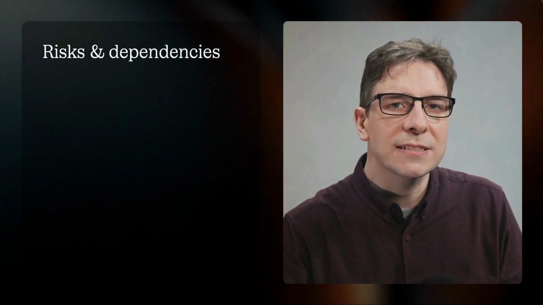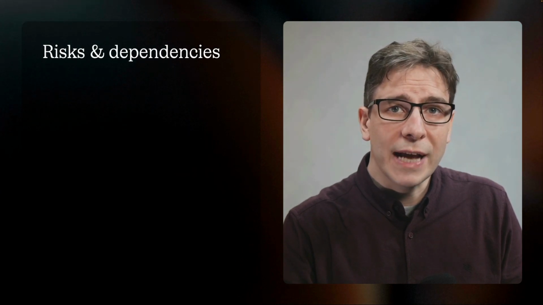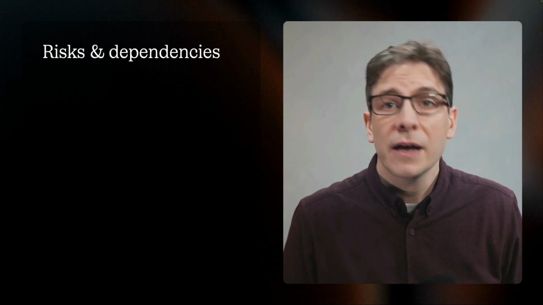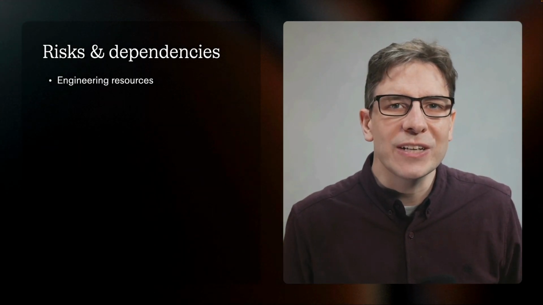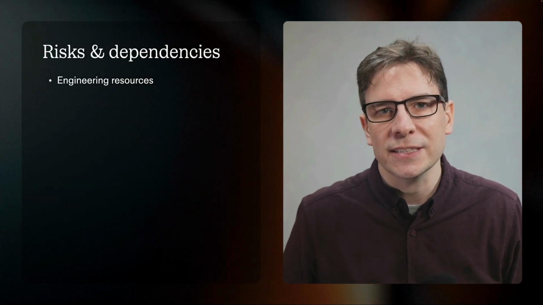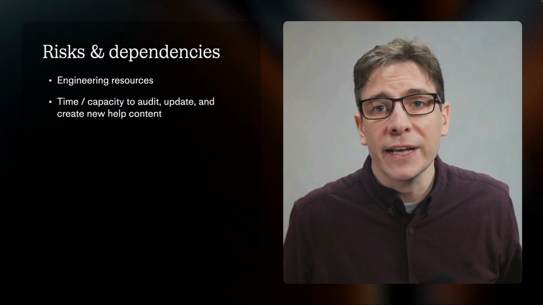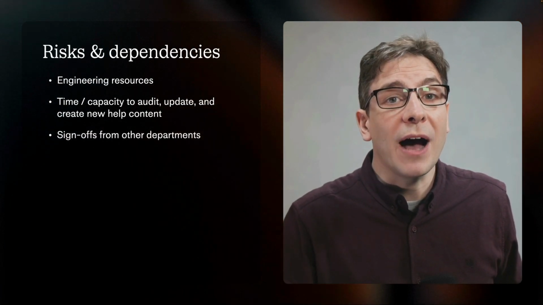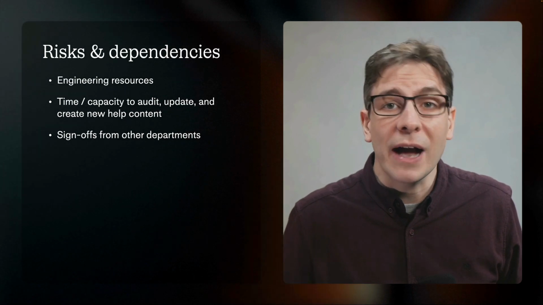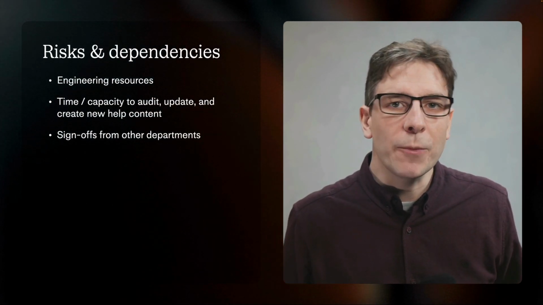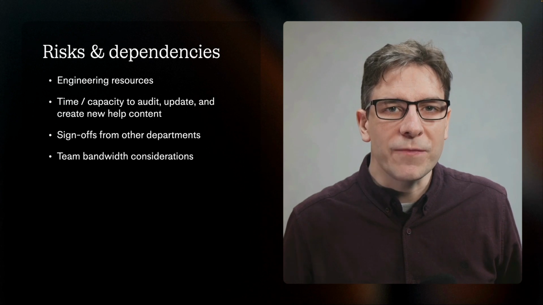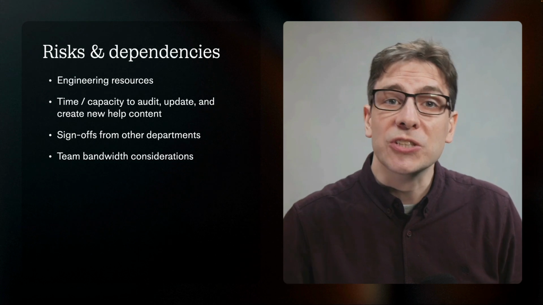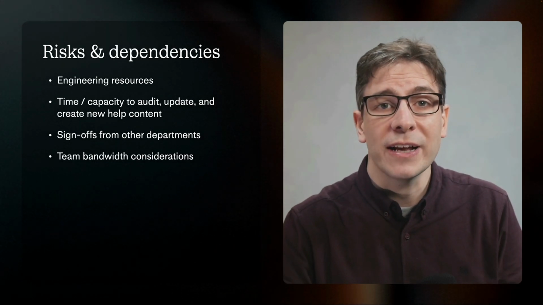Now let's talk about risks and dependencies. So as you narrow down your scope, you'll want to call out anything that could interfere with early progress. Common examples include needing engineering resources to connect your AI agent to other systems. You might need time and capacity to audit, update, and create new help content. You might need sign-off from other departments, maybe brand or legal or marketing, before you roll out. There could also be upcoming seasonal events or launches that will affect team bandwidth and drain capacity. You don't need to fix everything ahead of launch, but surfacing such issues early will help you plan realistically.